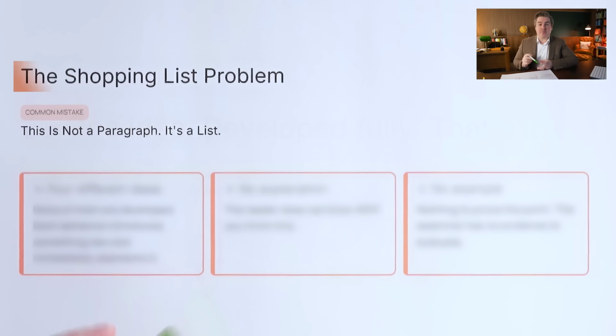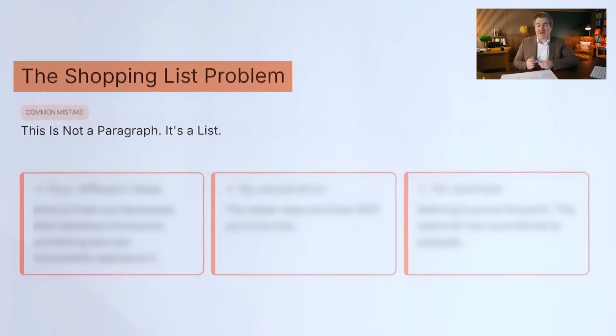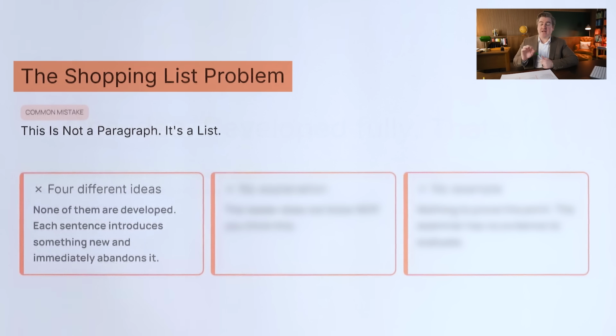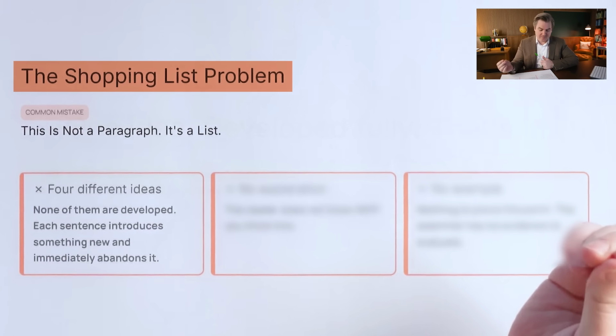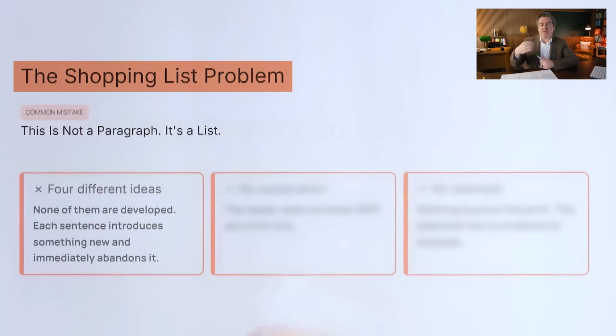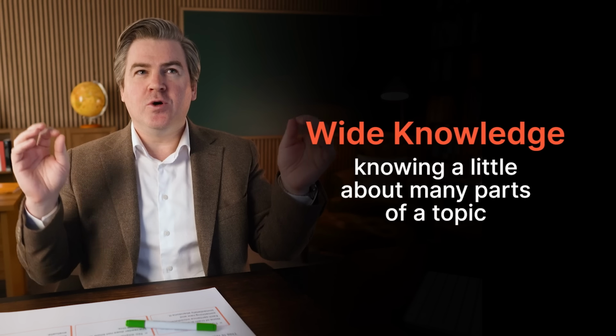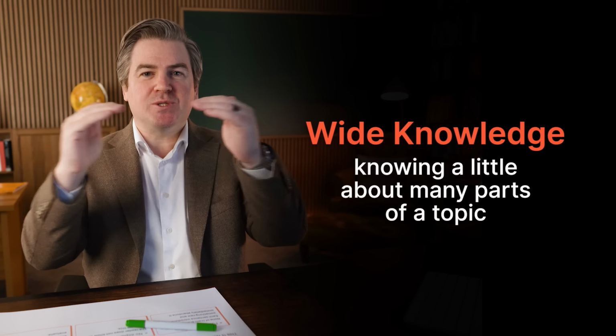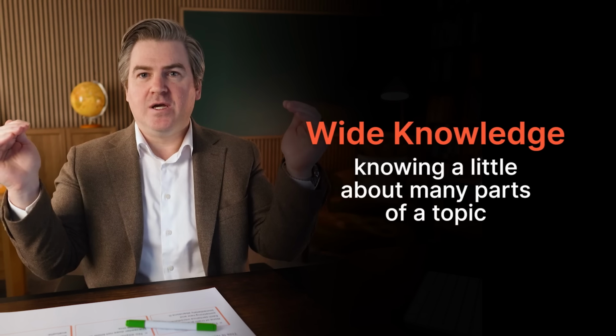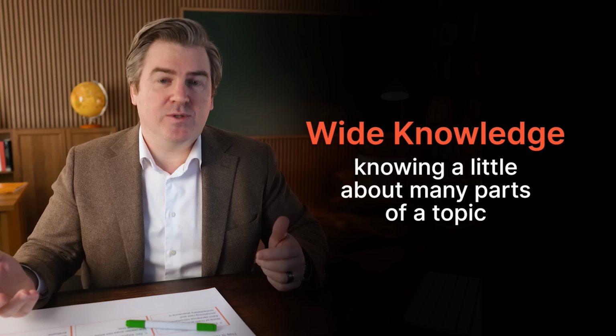So we call this the shopping list problem. So it's not really a paragraph. It's just a list of ideas. So there are 4 different ideas, and the problem with it is that none of them are developed. So each sentence introduces a new idea, but it doesn't really go into detail. So think about the difference between width on a topic. Your knowledge is very wide versus your knowledge being very deep. If you have wide knowledge on a topic, you know a lot about it, but on a very surface level, a very shallow level.